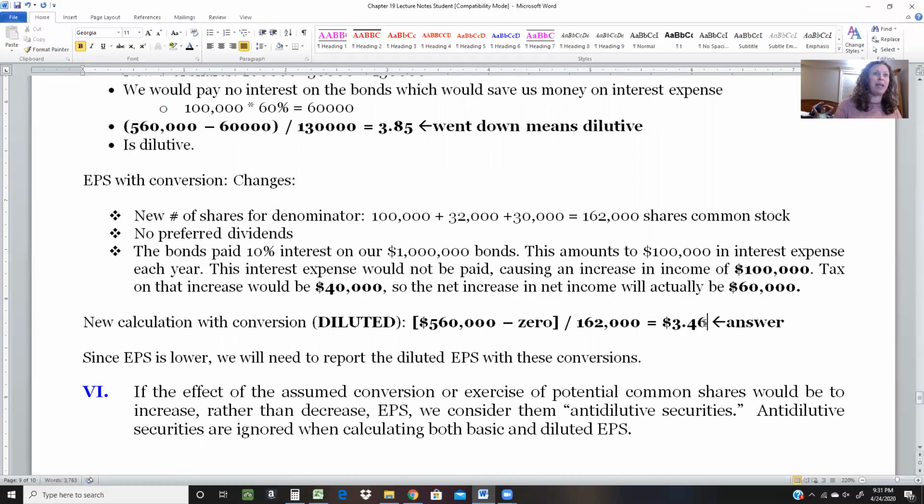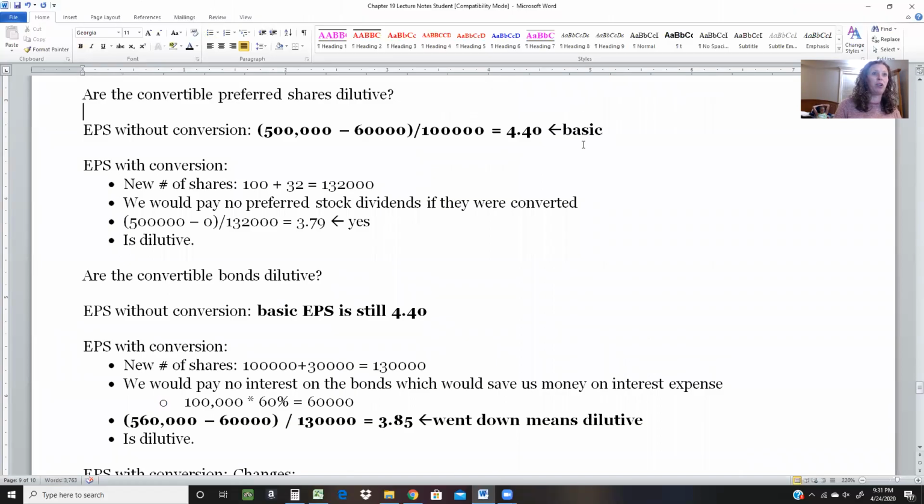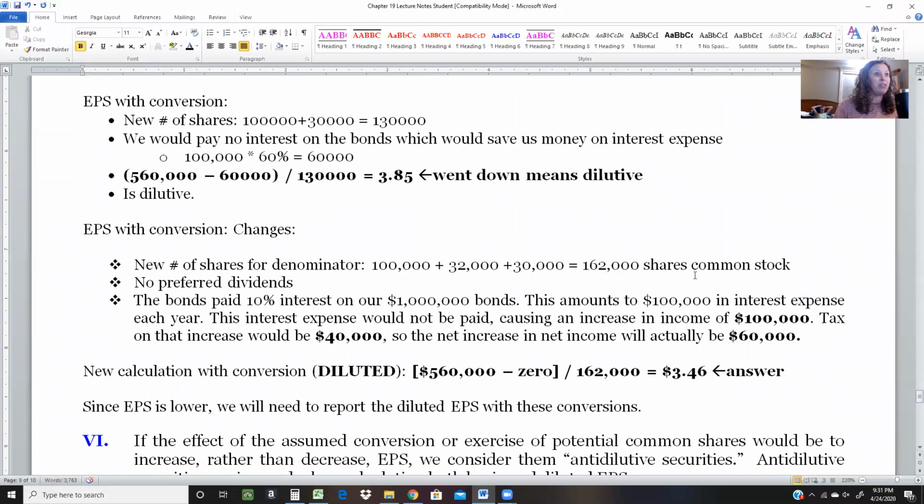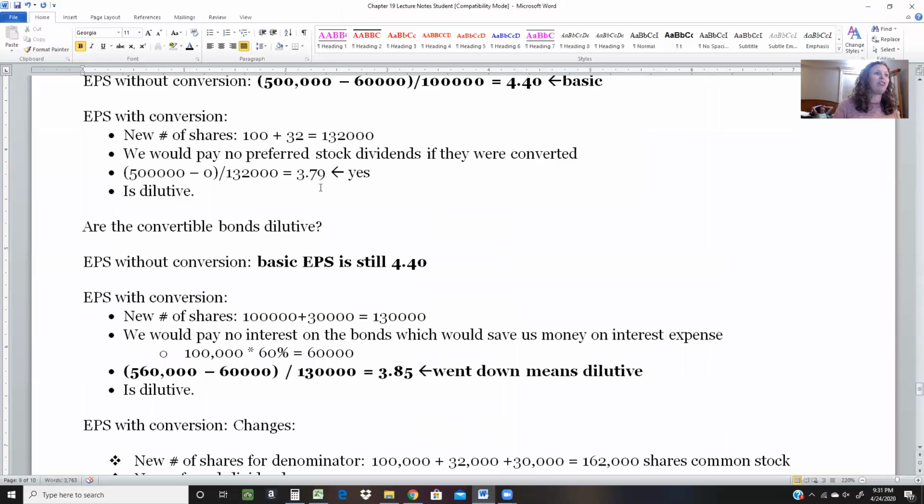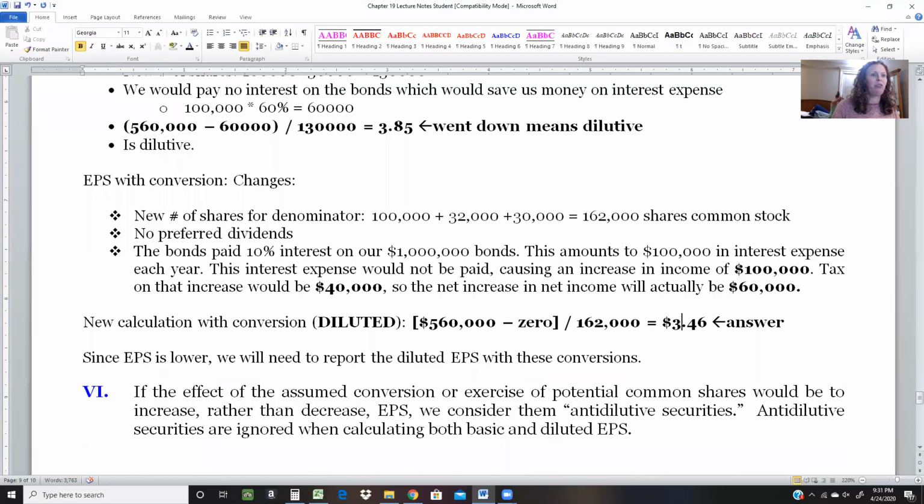So we would have basic earnings per share of 4.40 and dilutive of 3.46, which makes sense because this was 3.79 and this was 3.85. So it's going to go down more than that. So 3.46.